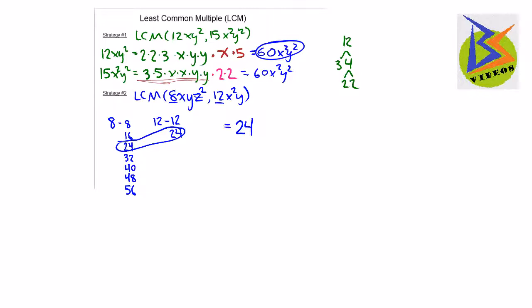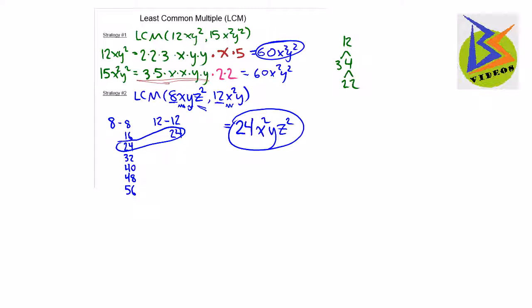Okay, and then the 8xyz squared has 1 x. This one has 2 x's, so you take the one with the most, so x squared. Then we have a y and a y, so then we put in a y. And then we have a z squared here, and we don't have any z's over here, so we take the one with the most, z squared. And so the least common multiple of 8xyz squared and 12x squared y is 24x squared yz squared.